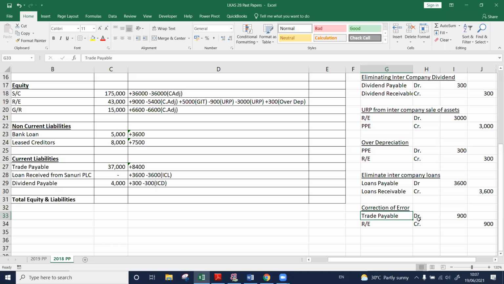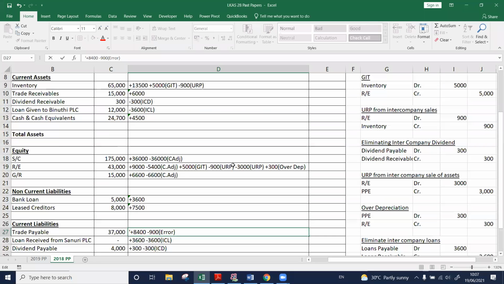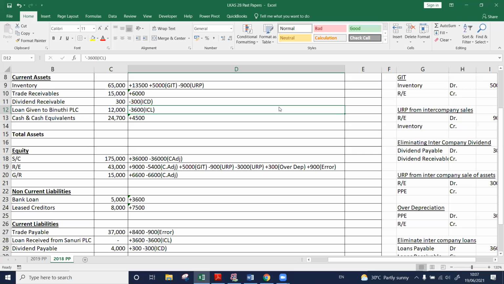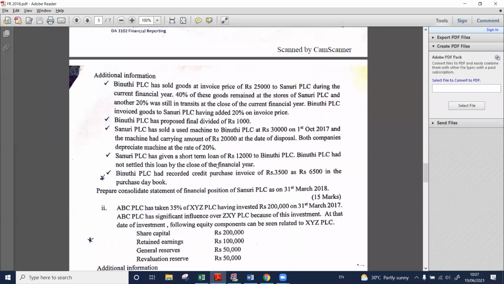Right. Trade payable account debit 900. Trade payable account debit means we need to deduct 900. Error. Right? 900 we have debited. And then the retained earnings account we need to credit by 900. So that is all we need to do, right?